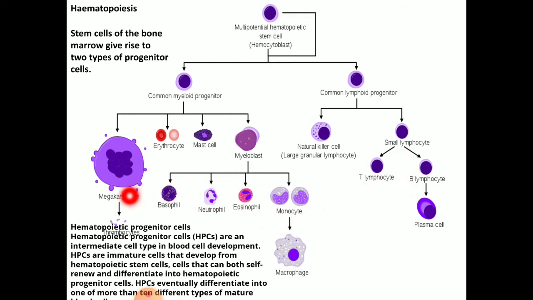thrombocytes, that is platelets, or the erythrocytes, mast cells, the basophils, neutrophils. Like this, there are various kinds of cells that are produced finally through the process of hematopoiesis. These are majorly the immune cells.